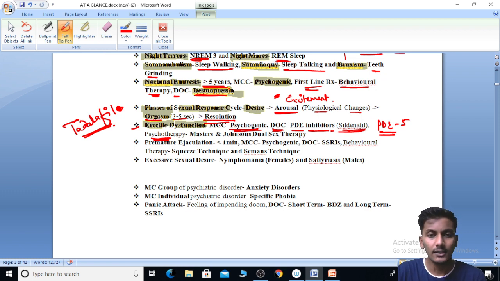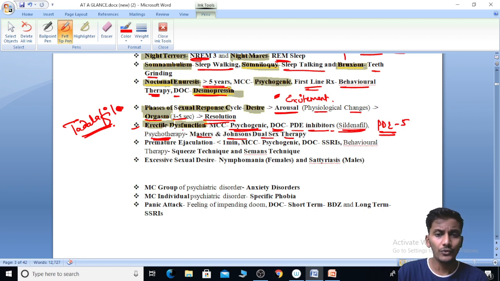Okay, what is this psychotherapy known as? It is known as Masters and Johnson's dual sex therapy. Why dual? Because usually both of the partners are treated, that is, a couple is treated as a unit. Remember, in Masters and Johnson's dual sex therapy, the couple is treated as a single unit. This is a psychotherapy used in cases of erectile dysfunction, right?